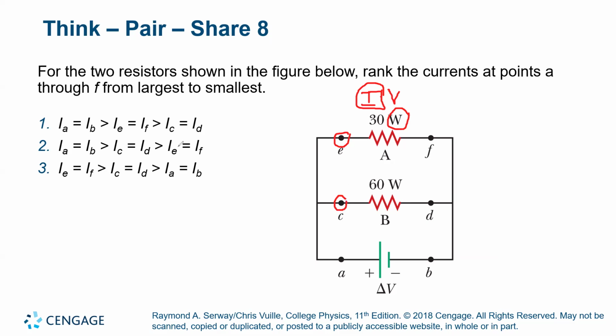Now I'm going to flip the script on you a little bit, going back to what I started talking about. If we know the current at E is less, what does that tell you about the resistance? The resistance has to be greater at A. In fact, we can see the resistance has to be twice the value of the resistor at B.